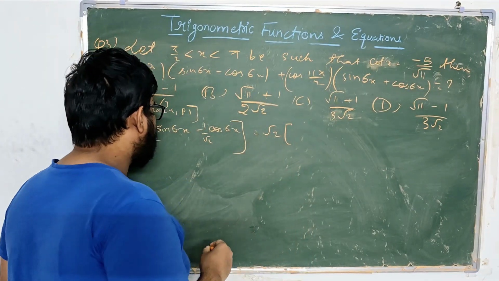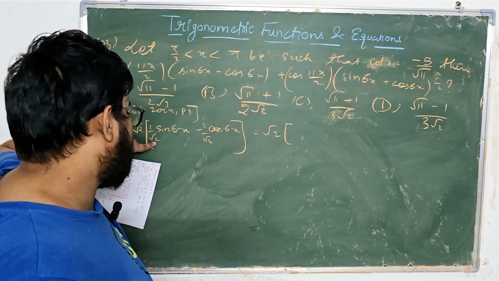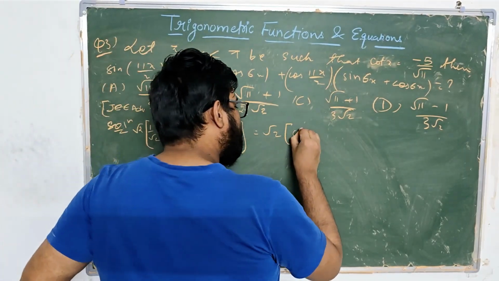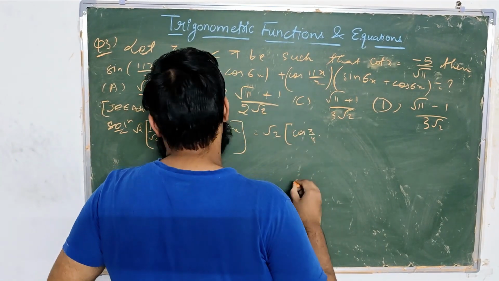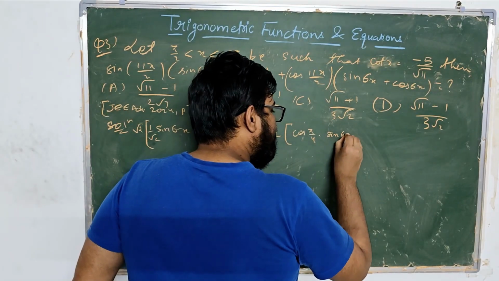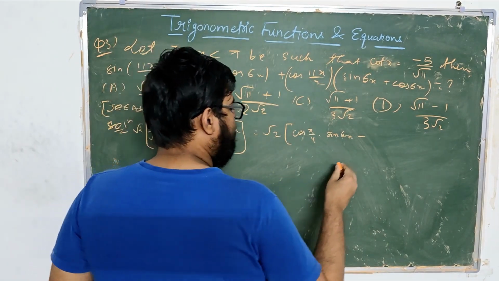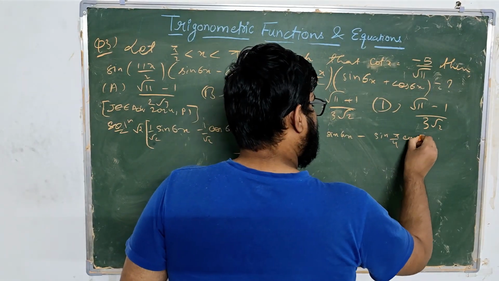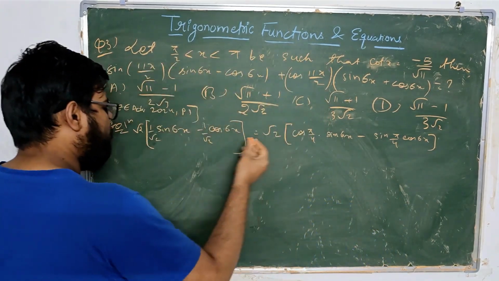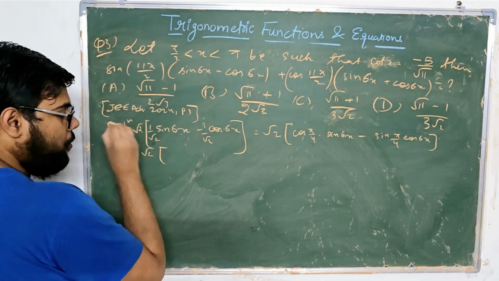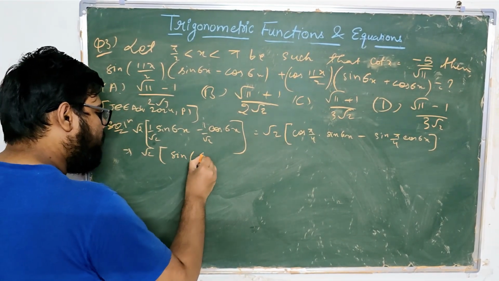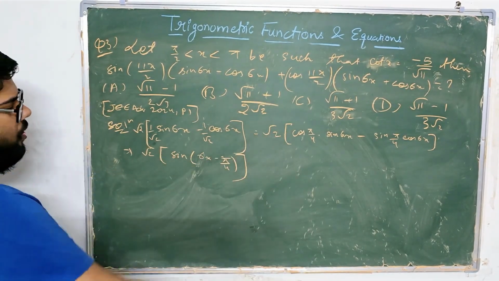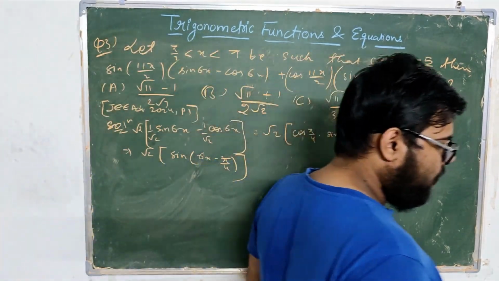Root 2 times, this is cos of pi by 4. So this is cos pi by 4 times sine 6x minus sine pi by 4 cos 6x, right? So when you evaluate, you will get it as root 2 into sine of 6x minus pi by 4. Correct? Just open this, you will get this expression only.